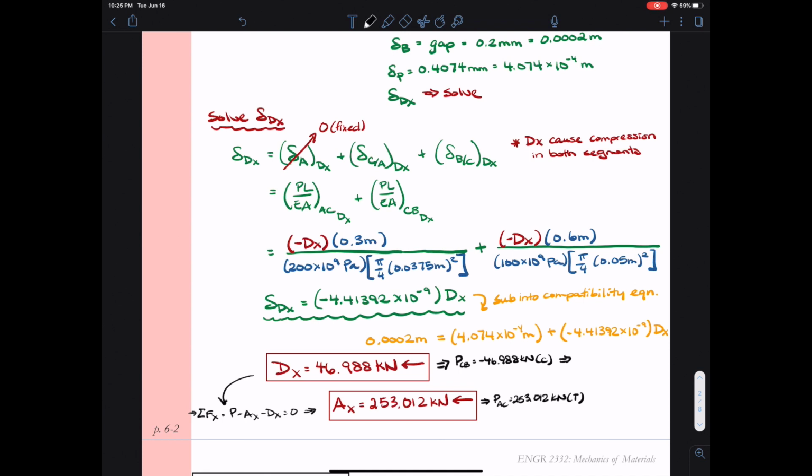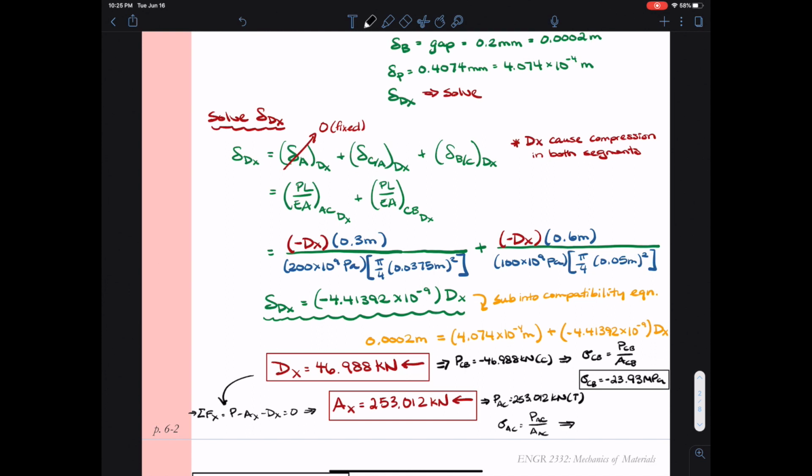Stress is just axial force P divided by area. So P over A, our equation for axial stress. So the axial stress in segment CB will compute to be 23.93 megapascals, negative because it's in compression. And our axial stress in segment AC computes to 229.08 megapascals.